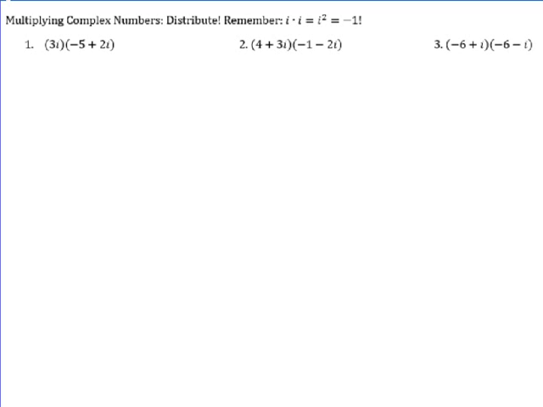Okay, to finish up from last time, we did adding and subtracting complex numbers, and now we're going to look at multiplying and dividing. So when we multiply complex numbers, it's distributing. It's just like multiplying polynomials.